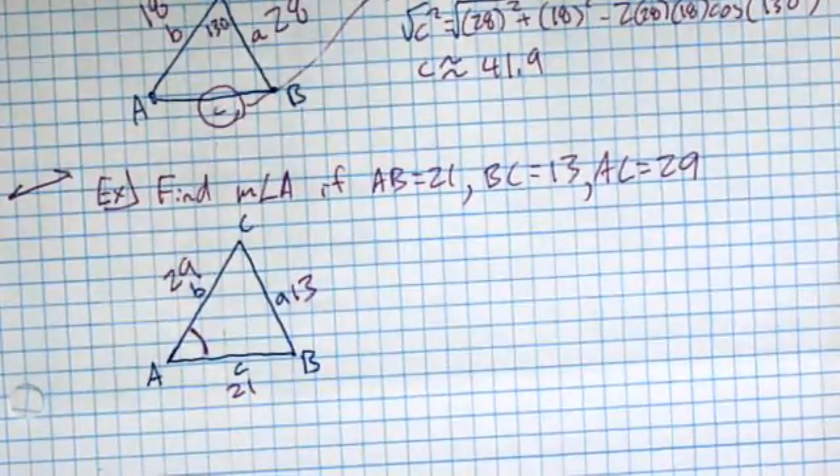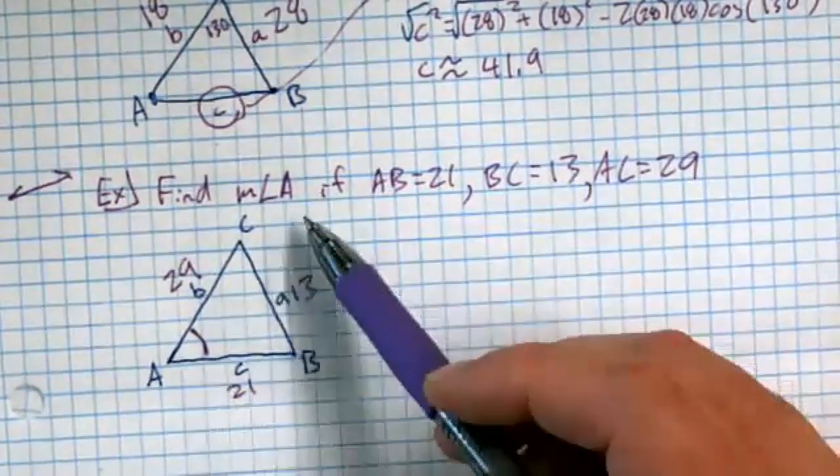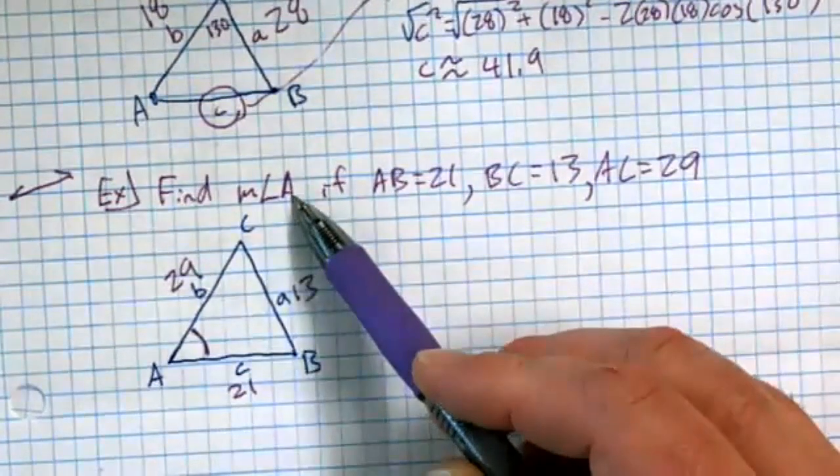So side, side, side. I know I'm going to use law of cosines. Which version though? Yeah. We're solving for A. We want the version that has A at the beginning.